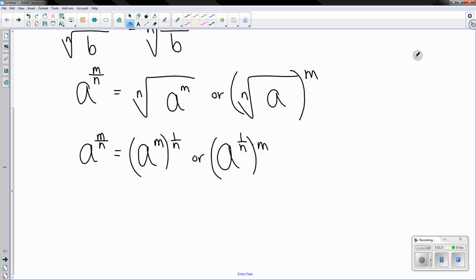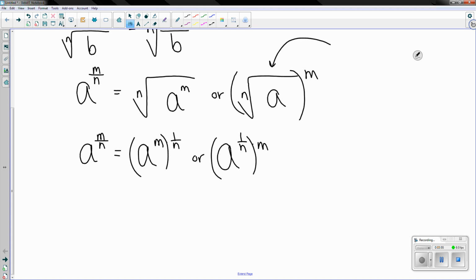Now, is there one that's better than another? Well, oftentimes, if A is of a large value, taking the nth root first will reduce the size of that number, and then raising it to the power of m may be an easier computation in the event that you don't have a calculator available. So this second formatting, doing the nth root first and then raising it to a certain power, is oftentimes easier if we don't have a calculator or computer to handle that computation for us.